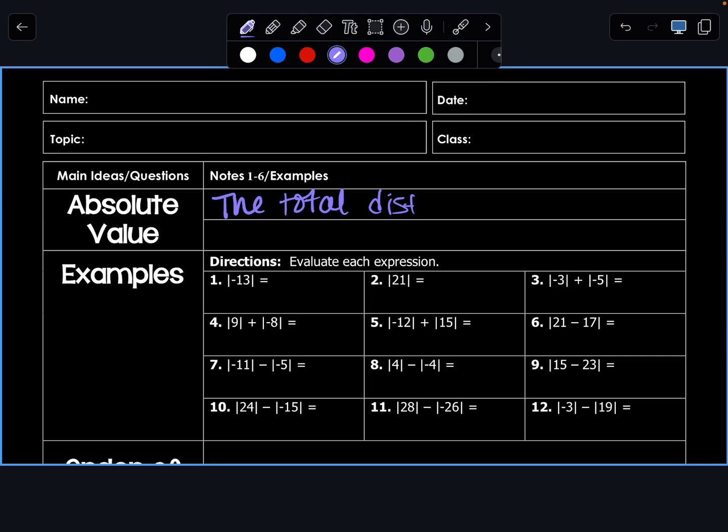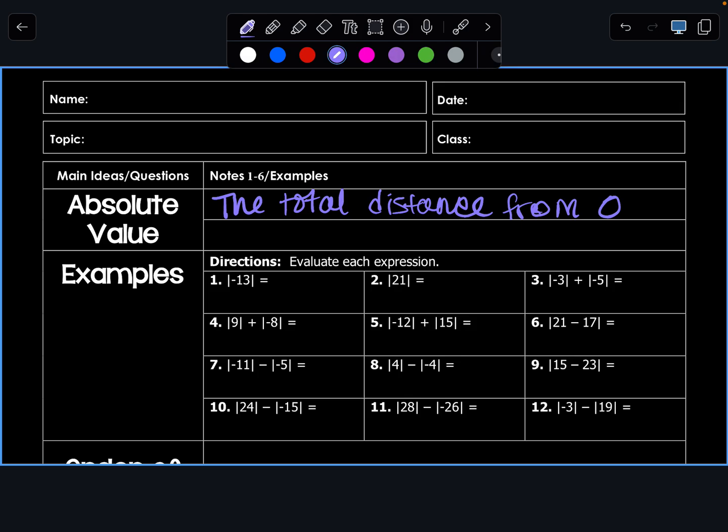So absolute value is the total distance from zero. Because when we say how far is negative 13 from zero, you're not going to say negative 13 places away. You're going to say 13, right? How far is negative 4 from zero? 4. How far is positive 4 from zero? Just 4, right? Which is why we have absolute value.